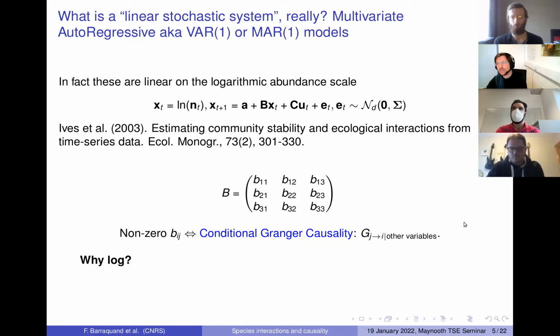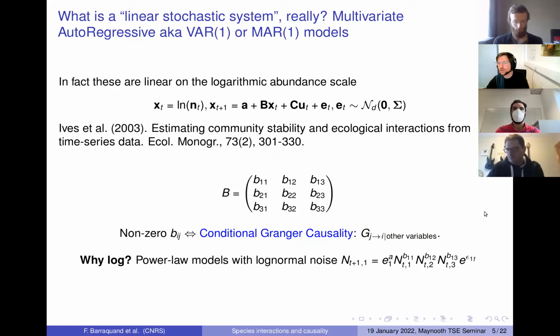An important question is why logarithms? Why do we use this log transformation? And it's for two reasons. The first and easy answer is that population sizes are log-normally distributed. That's something that we observe very often. Another reason is that most of the processes we're looking at in population dynamics and community dynamics are multiplicative. So the log transformation is a natural transformation to get from a multiplicative scale to an additive scale.